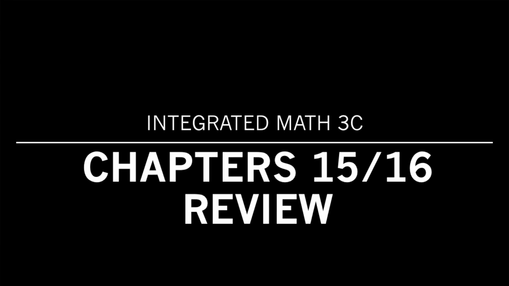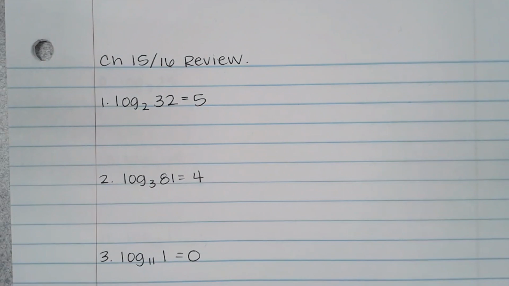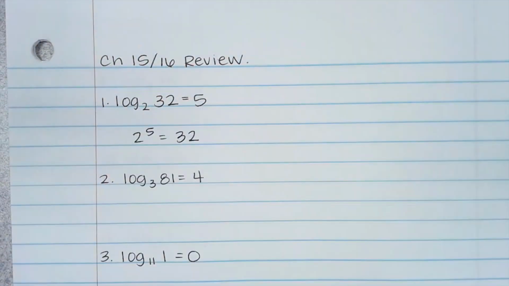Today we're working on the review for chapter 15 and 16. Questions 1 through 4 say to rewrite the logarithmic equation into exponential form. And so I'm going to take each one of these and rewrite them without a log. Remember that logs equal exponents. So this one would be 2 to the 5th power is equal to 32.